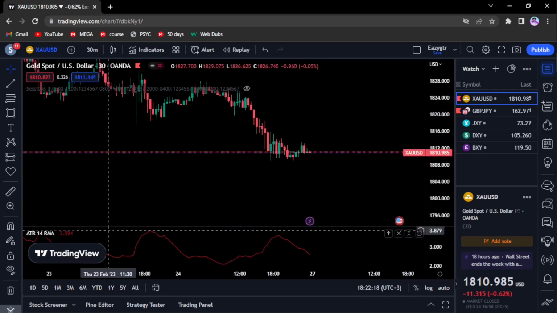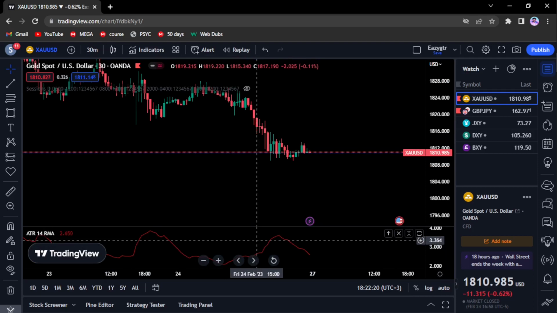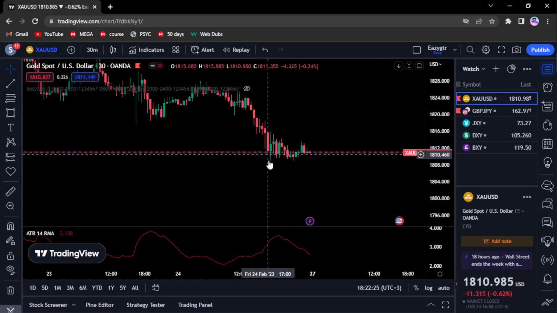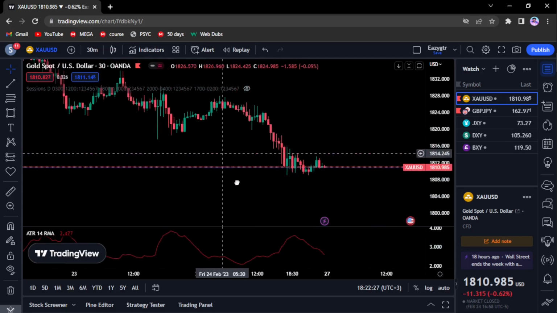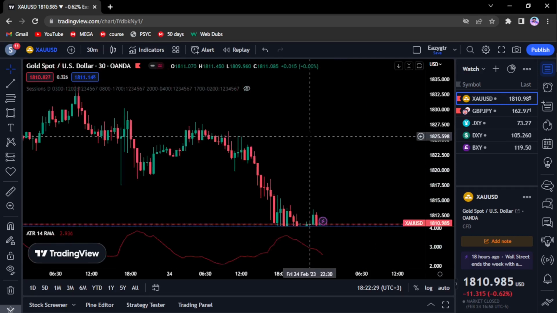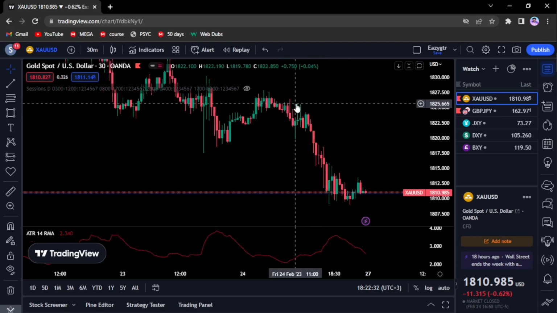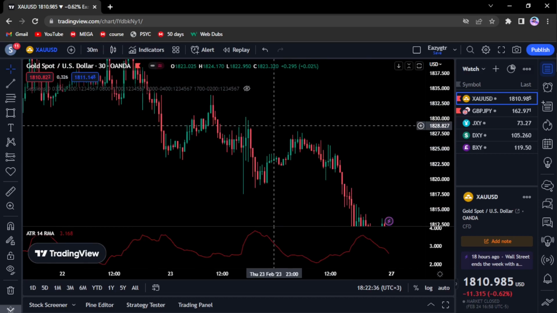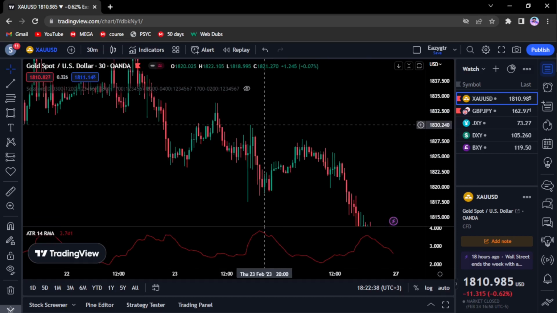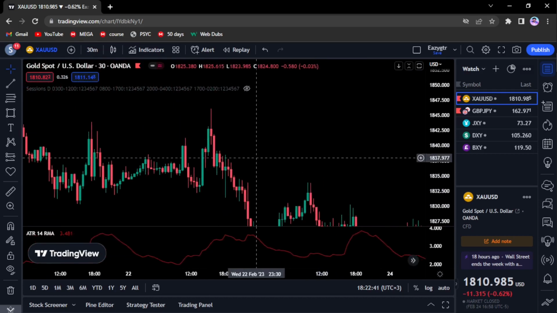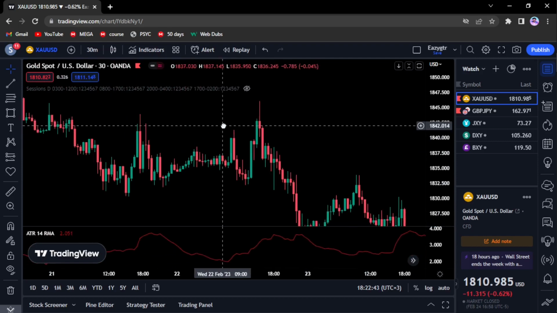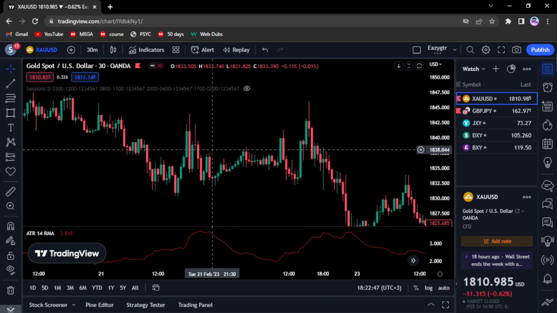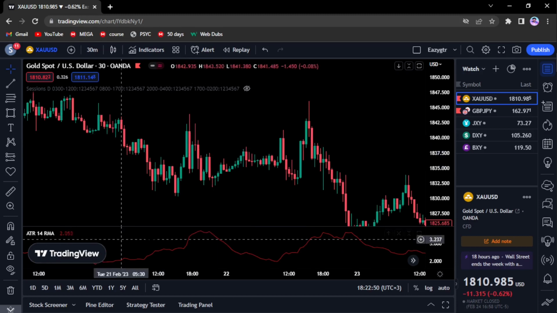So I want to teach you how I use this ATR to help me determine my stop loss and also my take profit. Okay, so first things first, let me try and cherry pick a trade that I would have taken and would have almost gotten stopped out, but using the ATR I wasn't. So, let's use this as an example.